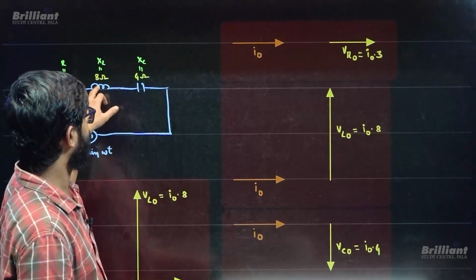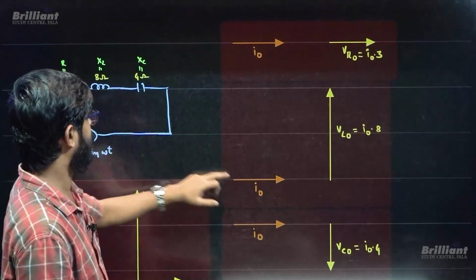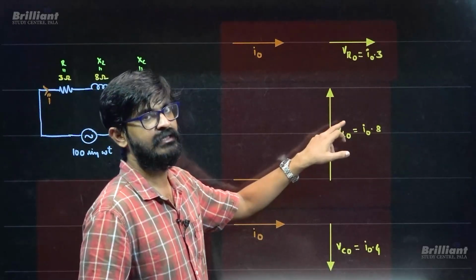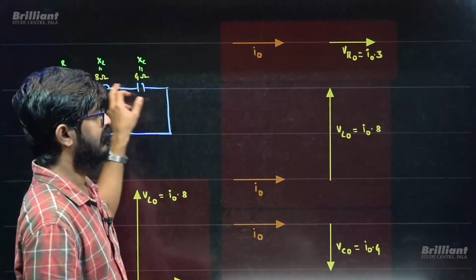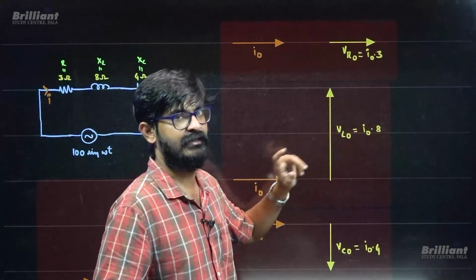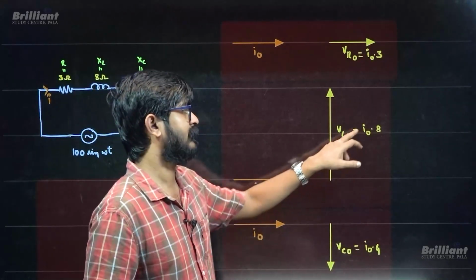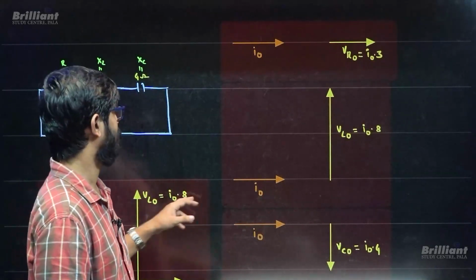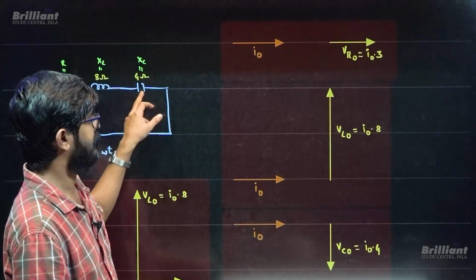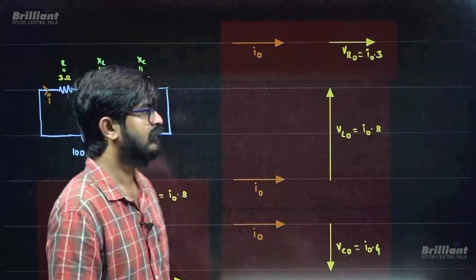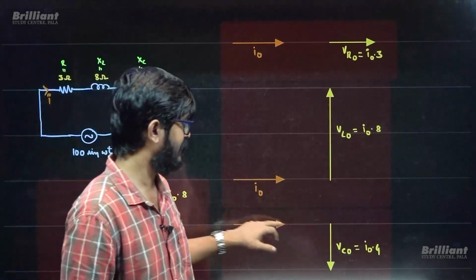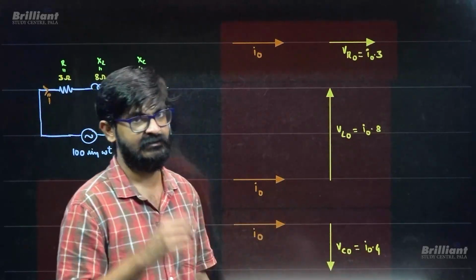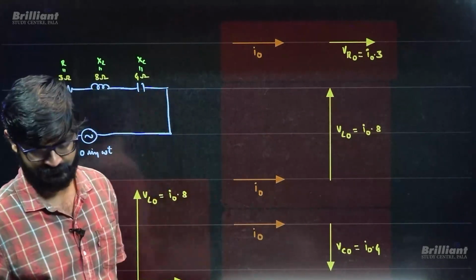Now current in the inductor and voltage in the inductor will be having 90 degrees, and voltage in the inductor will be leading the current in the inductor by 90 degrees. Voltage in the inductor is I into XL. Similarly, current in the capacitor and voltage in the capacitor will be making 90 degrees. Voltage in the capacitor will be lagging the current in the capacitor by 90 degrees. Voltage in the capacitor is I into XC, which is 4 ohm.